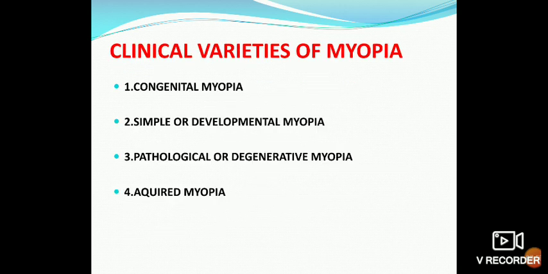Clinically, myopia can be categorized again into different varieties. First one is congenital myopia. Second one is simple myopia, also called developmental myopia. Third is pathological or degenerative myopia, and fourth one is acquired myopia. Okay, we will see one by one.